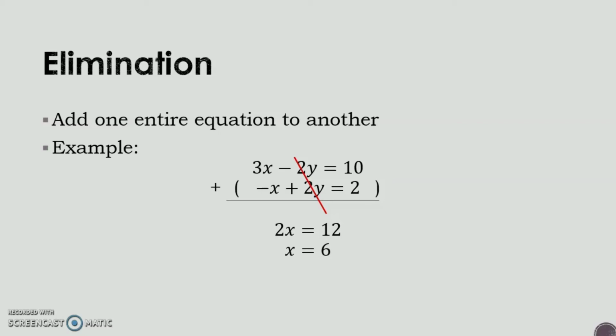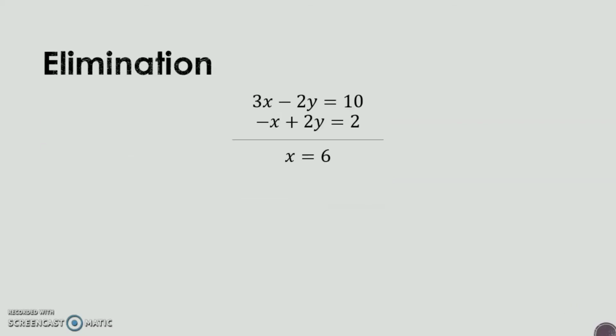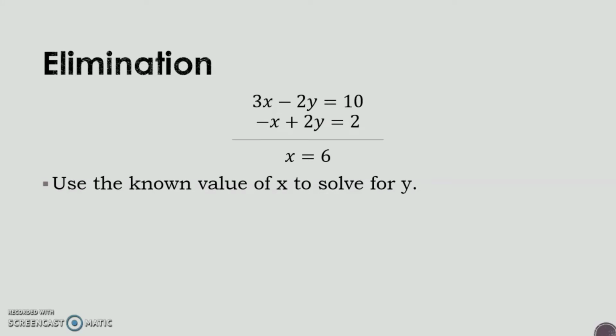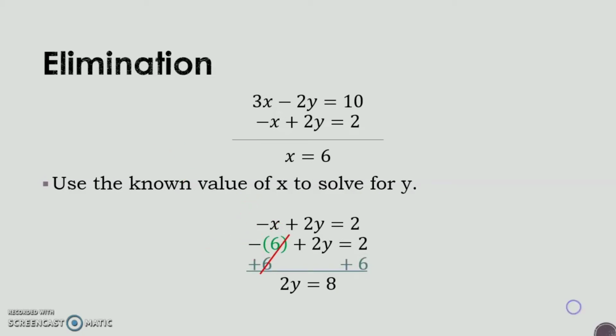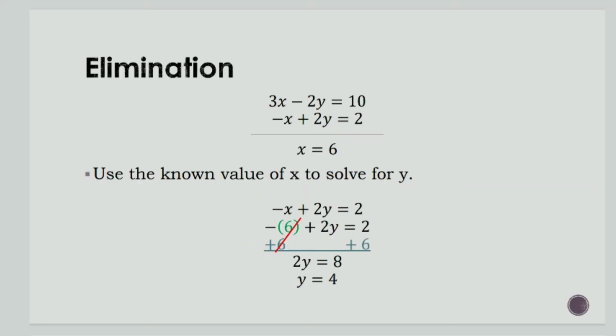Once we have the x value, we can go back and use substitution to find the y value. Either equation will work, but I will use the second. So I'm replacing x with 6, and then I'm solving, and I get to y equals 4. So my solution is 6, 4, and we can check that using Desmos.